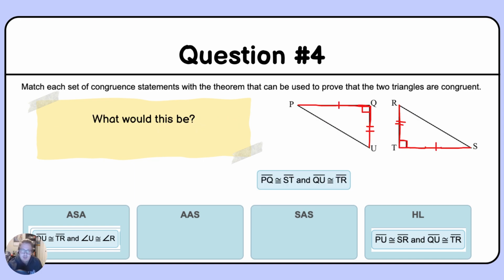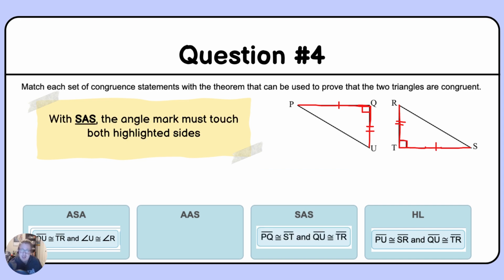Now, this one says that PQ is equal to ST, okay? And this says that QU is equal to TR. Okay, you can see, right? What does this one fall under? It's side angle side. I have 2 equal sides and an angle. You can see that that right angle mark, that angle touches both of my highlighted sides. Okay, that's the important part.